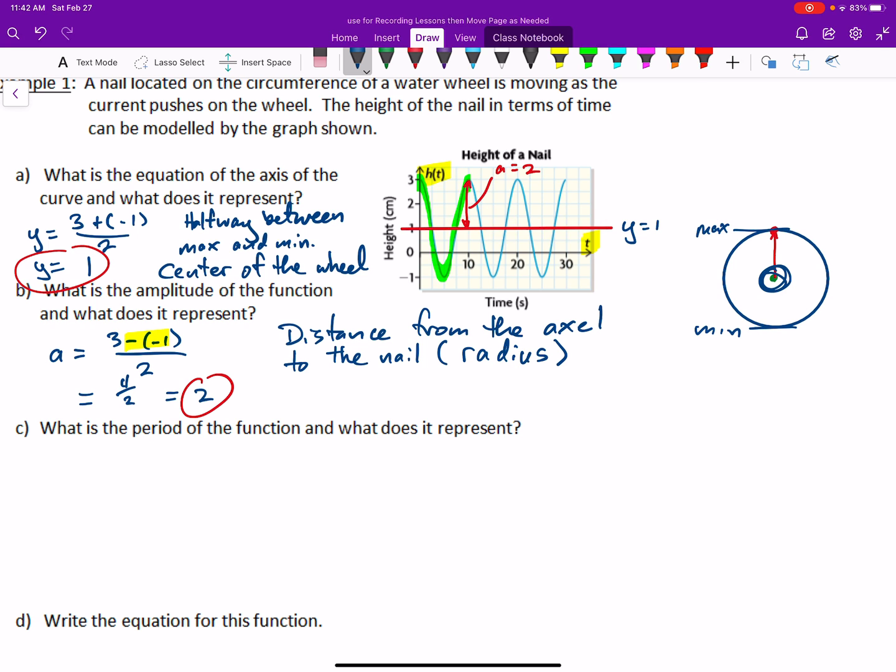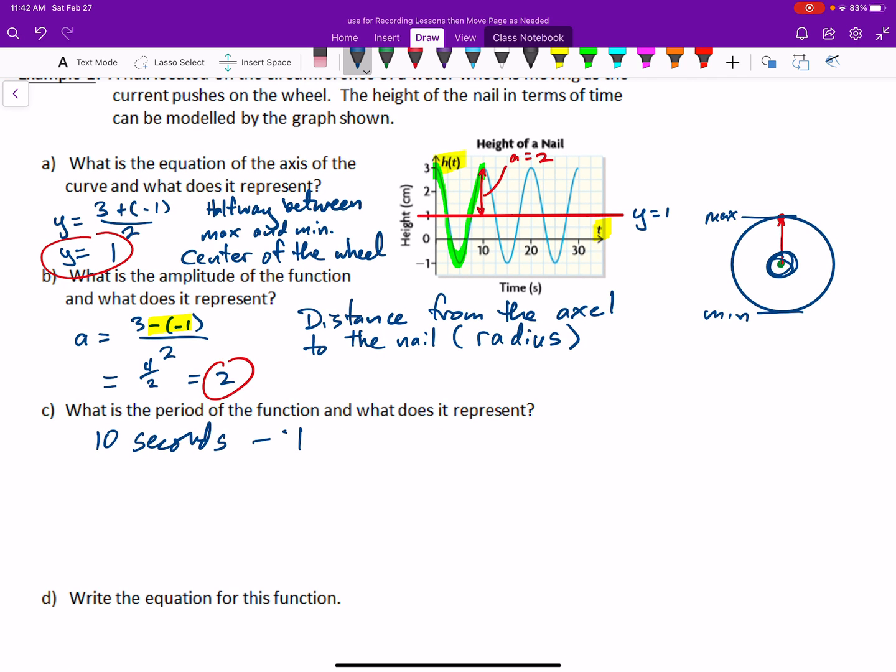What's the period of the function? Well, I showed at the beginning with that highlighted in green, one cycle takes 10 seconds to take place. And what does it represent? That's the time for one rotation of the wheel.